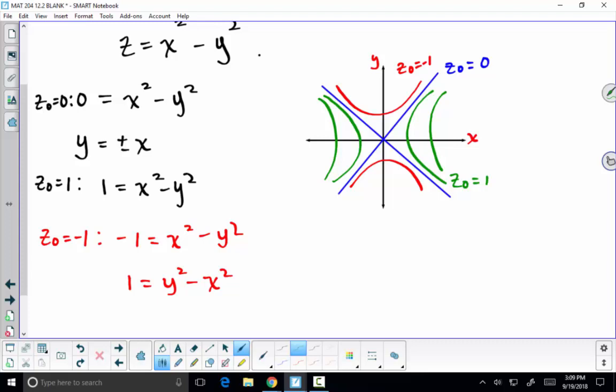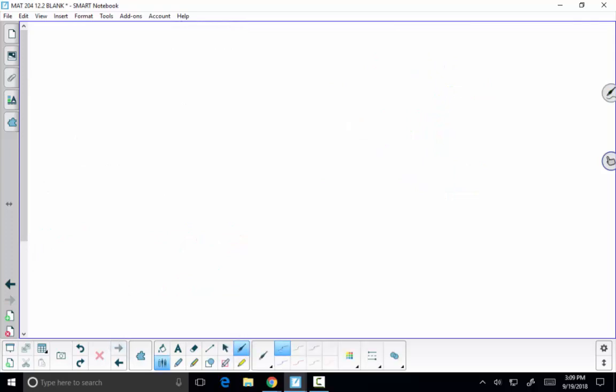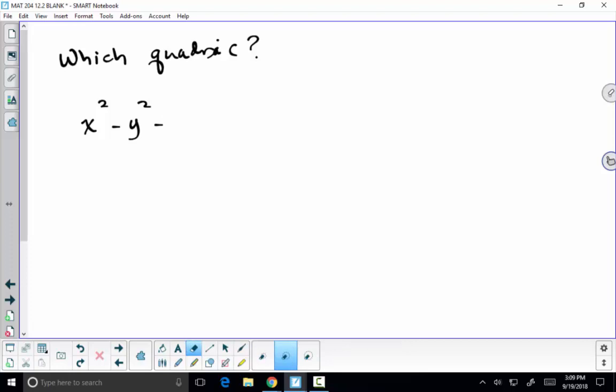All right, let's try another thing. So determine which quadric this is. Quadric, not quadrac. So let's suppose we have x squared minus y squared minus z squared equals 1. Figure out what quadric that is. So 3 traces. Identify each of the 3 traces.